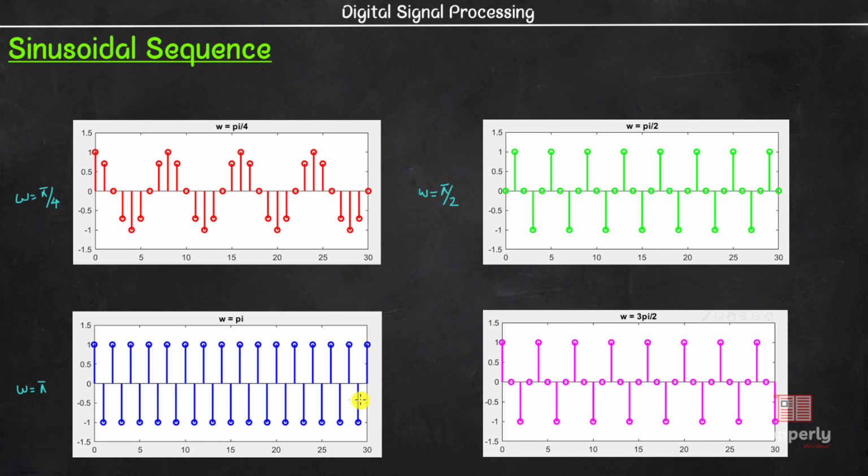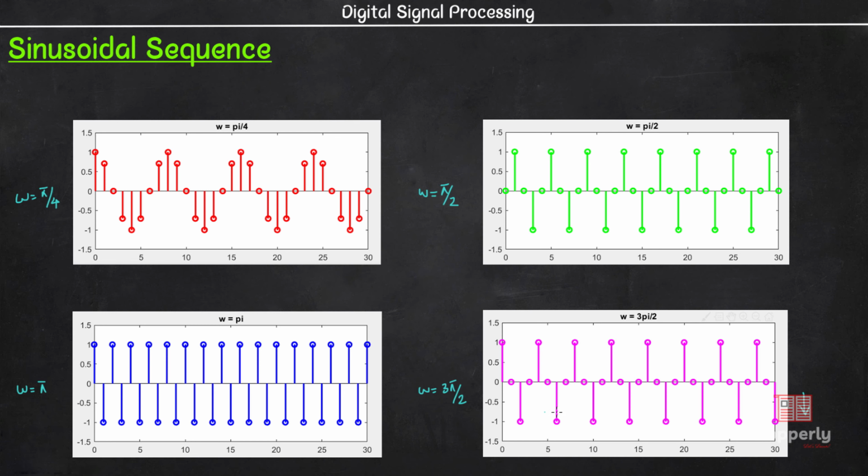But now comes the interesting part. Here, omega is equal to 3 pi by 2, which is greater than pi. From your experience in time domain cosine functions, you would expect the signal to oscillate even faster, right? But here if you count, it takes just 1, 2, 3, 4 samples to complete one oscillation. So the frequency of oscillations actually reduced when you increased omega to a value greater than pi. Also, if you see the sequences for omega equal to pi by 2 and omega equal to 3 pi by 2, you can see that they are exactly the same.